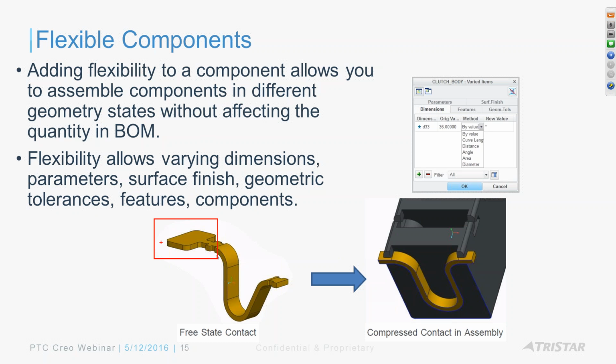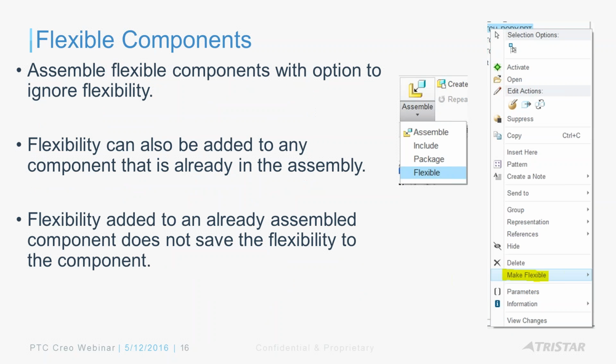Or even just a simple spring, you want to have it in an expanded form, in a compressed form, right? The bill of material quantity should be correct. You're not going to give it a different name. It's the same part, but having different geometry states, if you will. The different geometric tolerances, different features, for instance, in assembly, different components too, right?